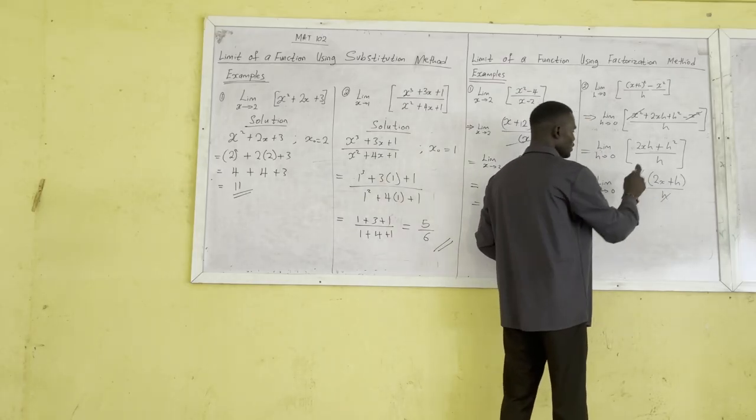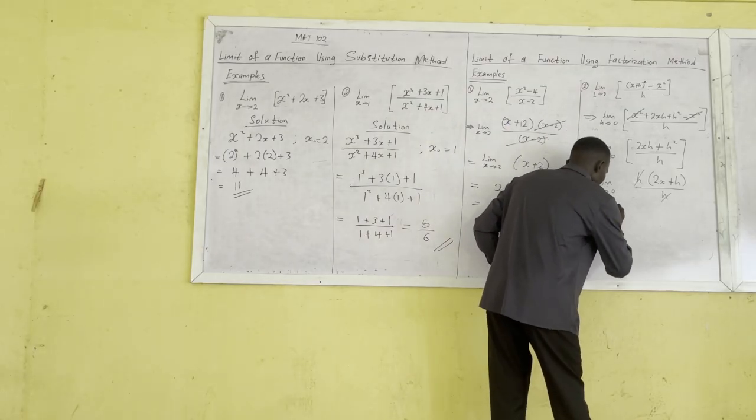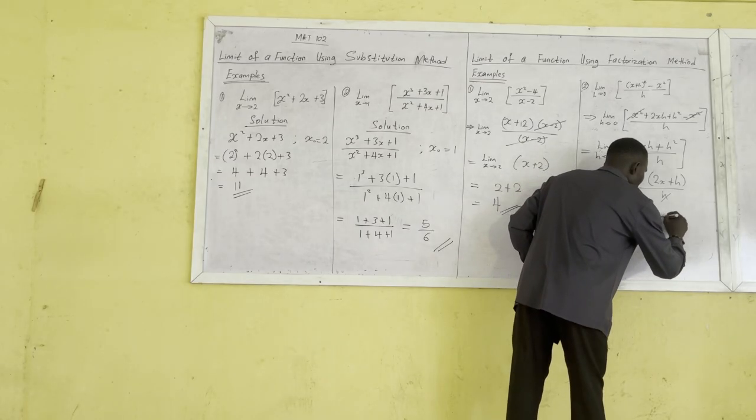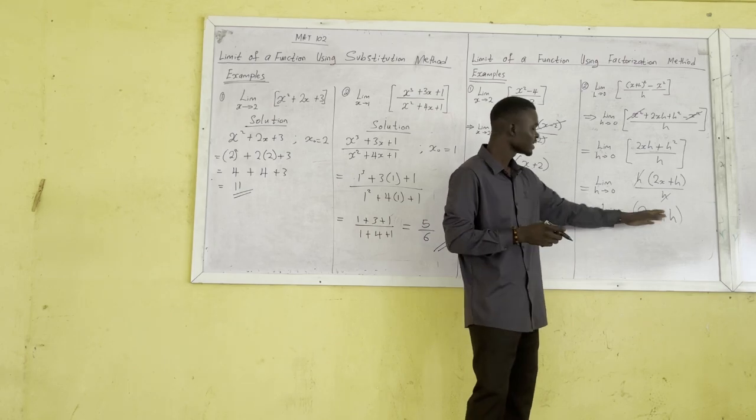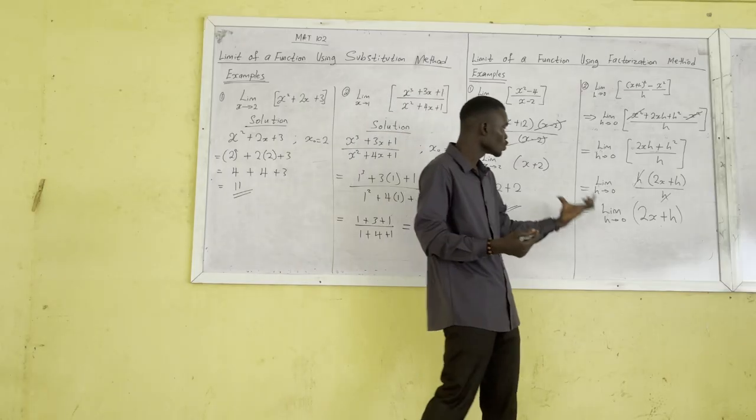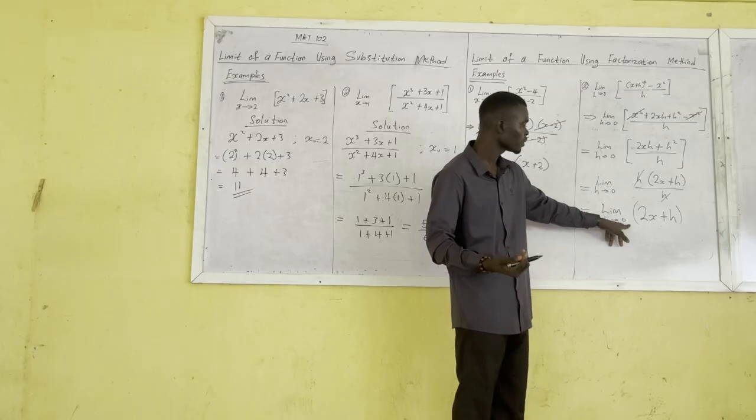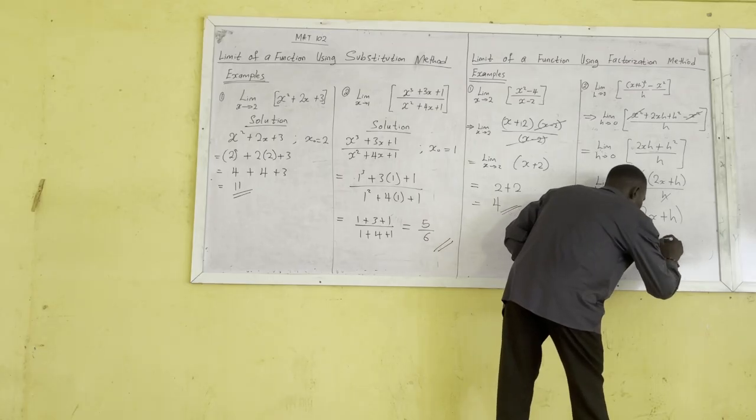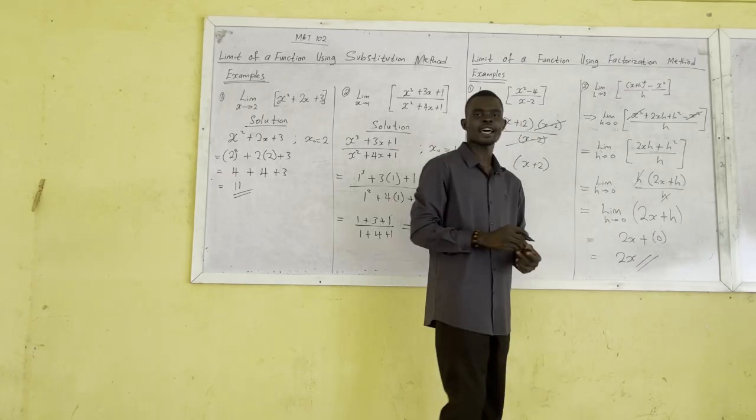So this h rules out this h. I believe you got that one right. Then we are left with the limit as h tends to 0 of 2x plus h. And from here now, this one looks almost the same as the first example, which gives us room to use the direct substitution method here. Now, if we directly substitute the value of h naught, which is 0, we are going to have 2x plus 0. And this is equal to 2x, which is the final answer.